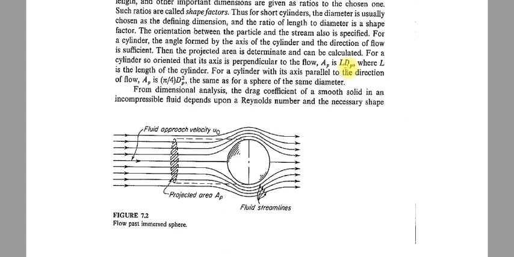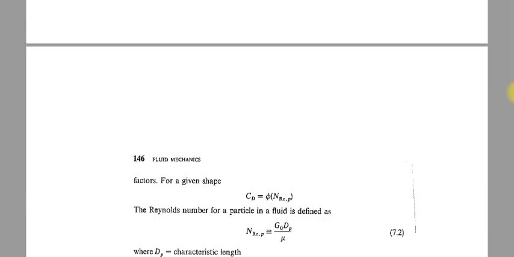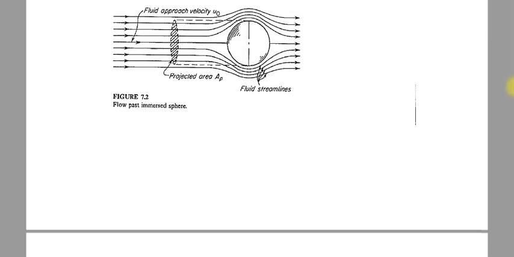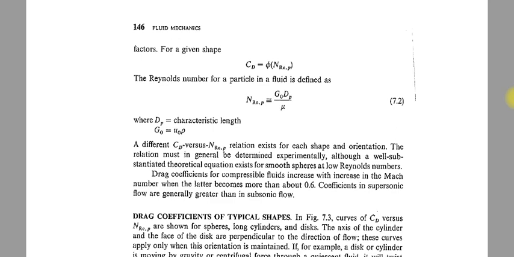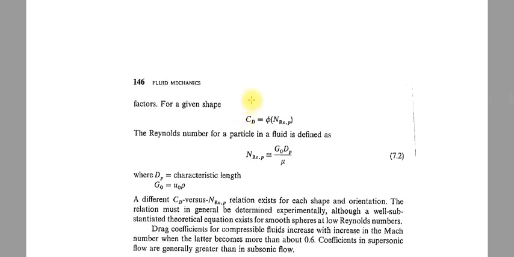This is also called the effective diameter of the cylinder. Now, this CD, similar to the friction factor, is also a function of Reynolds number.